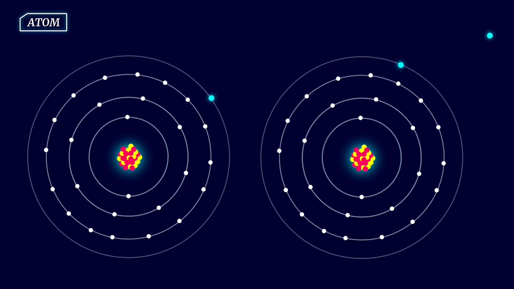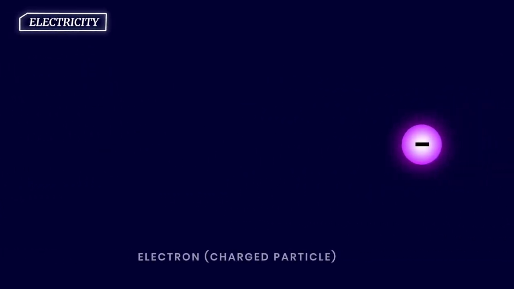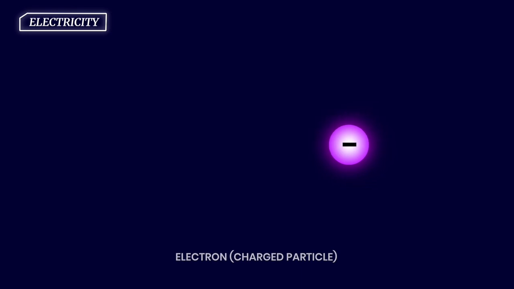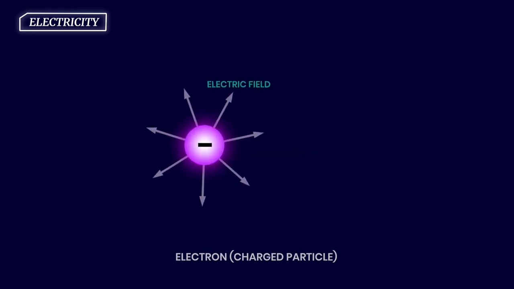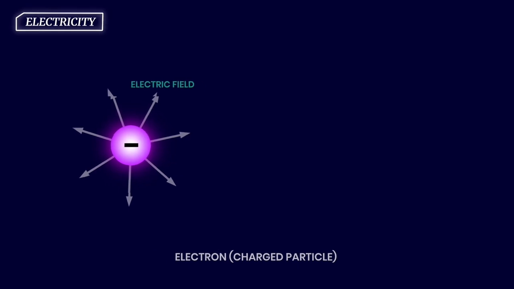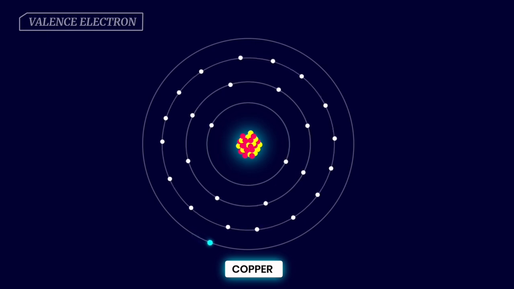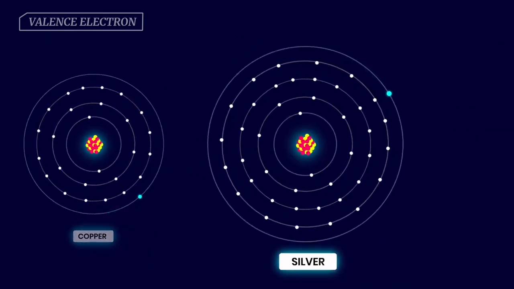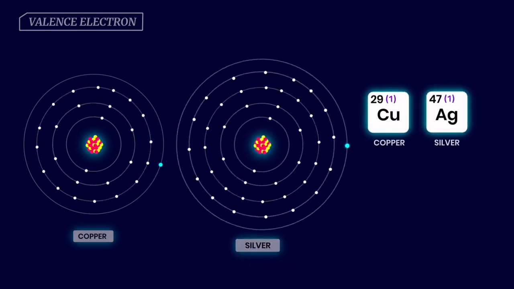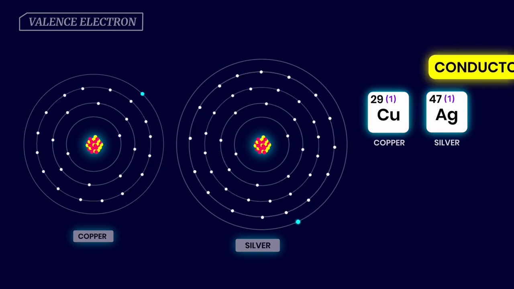Atoms sharing their electrons between one another create electricity. In simple terms, moving charged particles creates electricity. That means electrons have an electric field, and when electrons move, electricity is created. If we look at the copper atom, it has 1 valence electron. And if we look at the silver atom, it also has a valence electron. So from these atoms, we can easily remove electrons with enough force. These materials are called conductors.